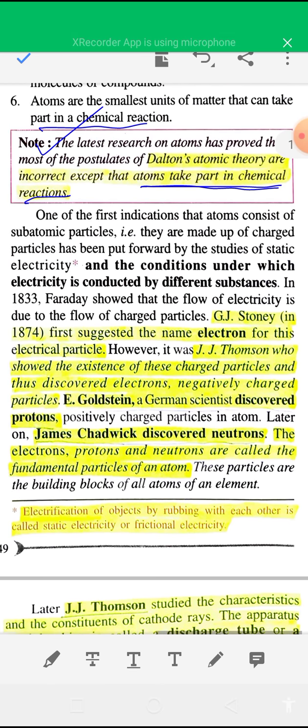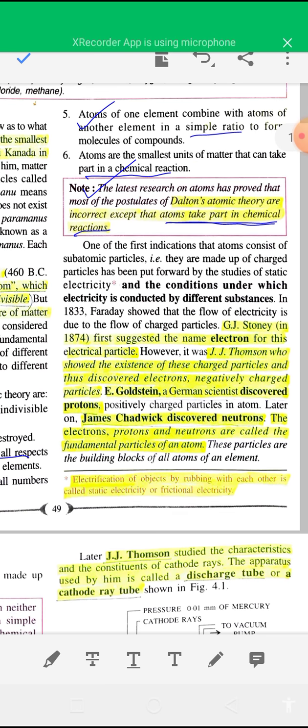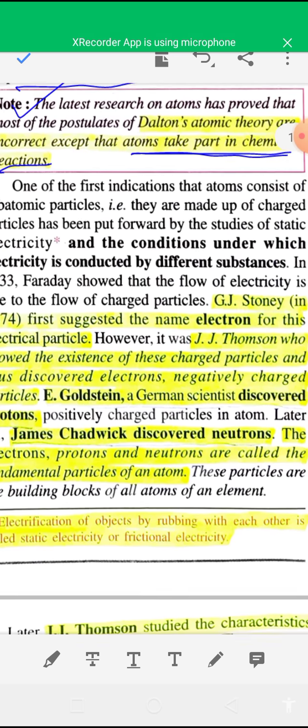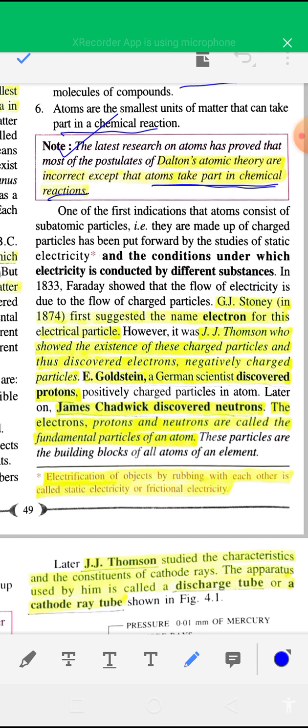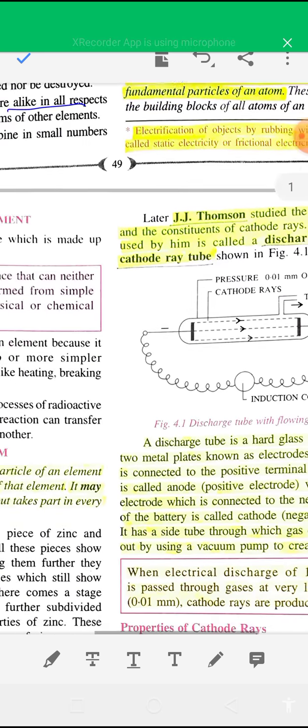Now see the constituents of atoms. You have already studied in class 8 that an atom is composed of three types of subatomic particles: proton, neutron, and electron. In this chapter you have to remember the symbol of the electron, who discovered the electron, who discovered the proton, and the name of the experiment. For short questions you have to remember these points. Like E. Goldstein discovered the proton, James Chadwick discovered the neutron, J.J. Thomson discovered the electron.